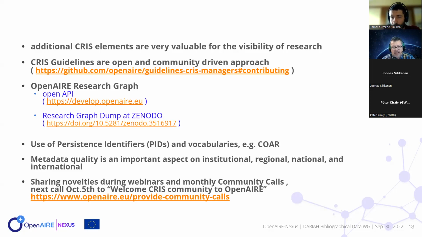Our CRIS guidelines are an open and community-driven approach, so we have a GitHub repository that everyone could contribute to. The OpenAIRE research graph itself has open APIs, and roughly every 6 months you find the OpenAIRE research graph as a dump on Zenodo.